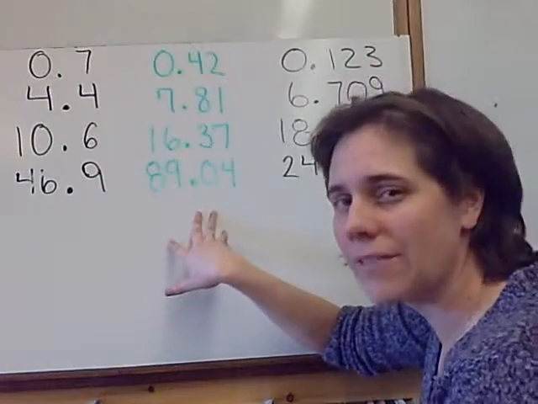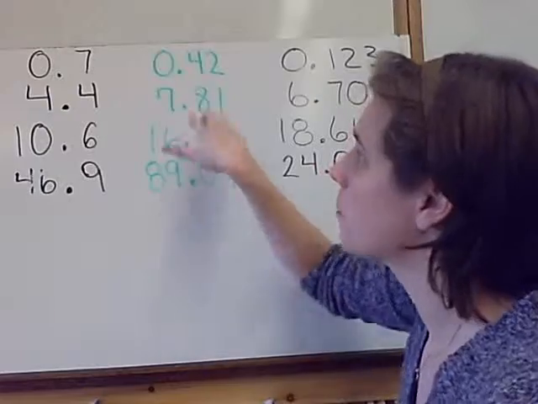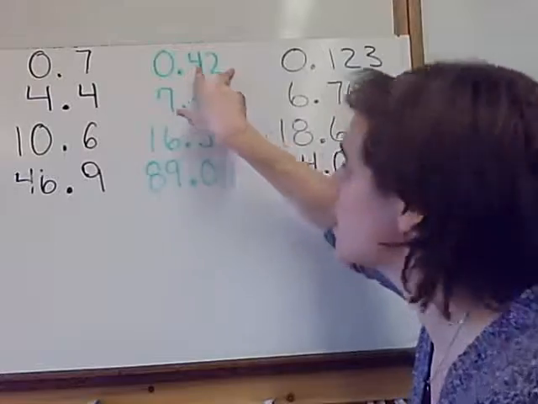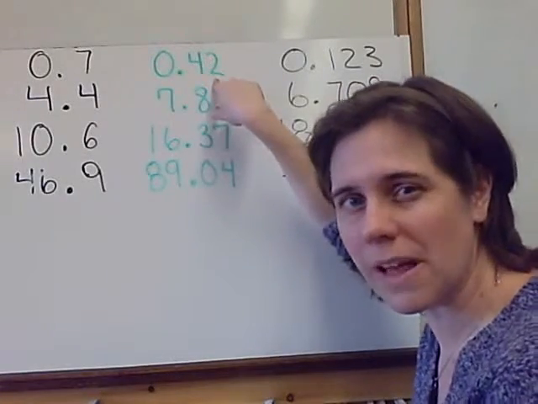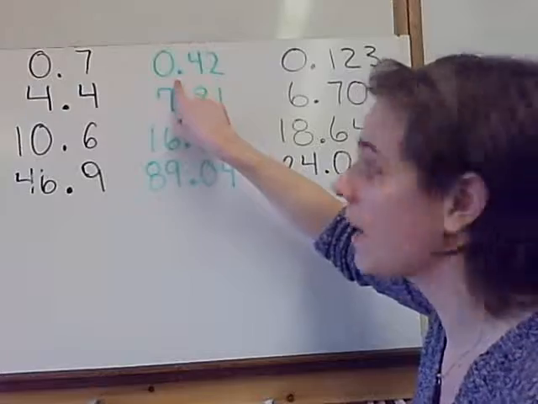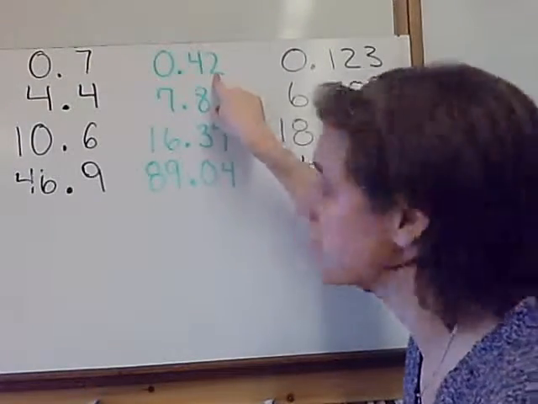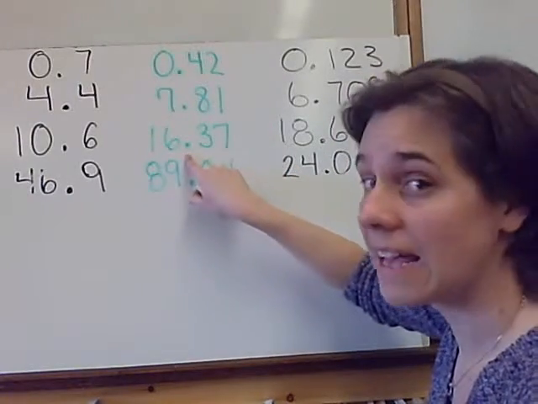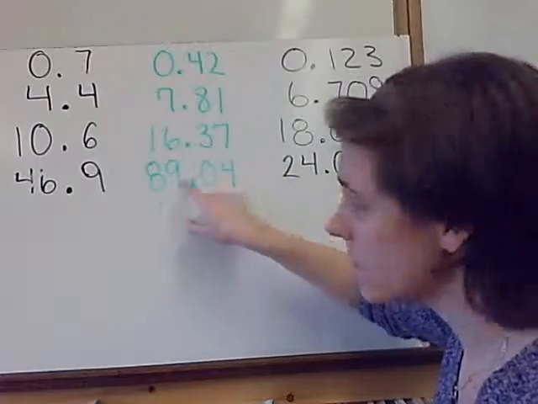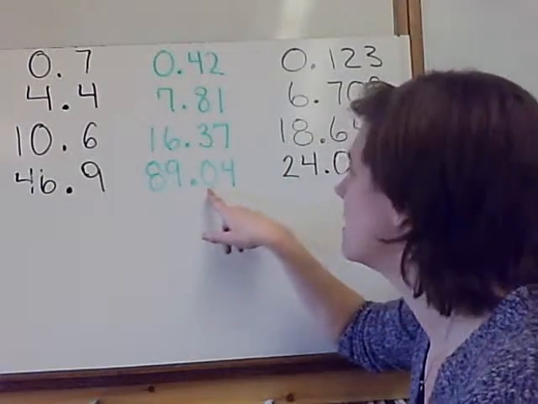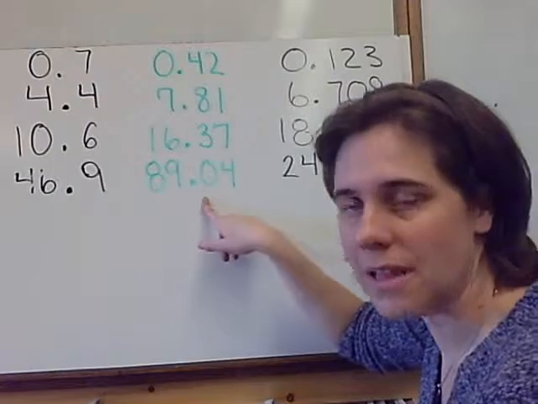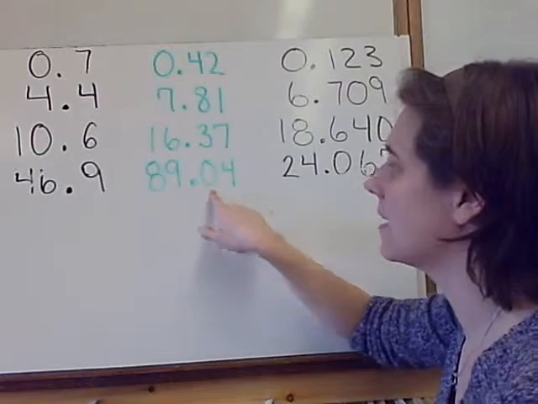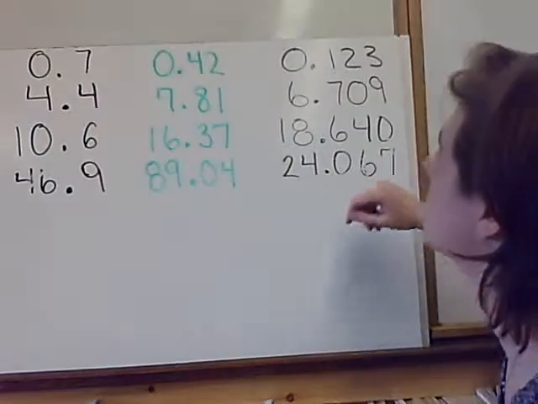This column here, we have everything ending in the hundredths. We're going to say these two digits as if they were on their own, and then we're going to tell you where it ends. All of these will end in hundredths. So we'll say 0 and 42 hundredths, 7 and 81 hundredths, 16 and 37 hundredths, 89 and, how do we say this? The 0 and the 4, if that were all by itself, you would call it 4. 89 and 4 hundredths. Nicely done.